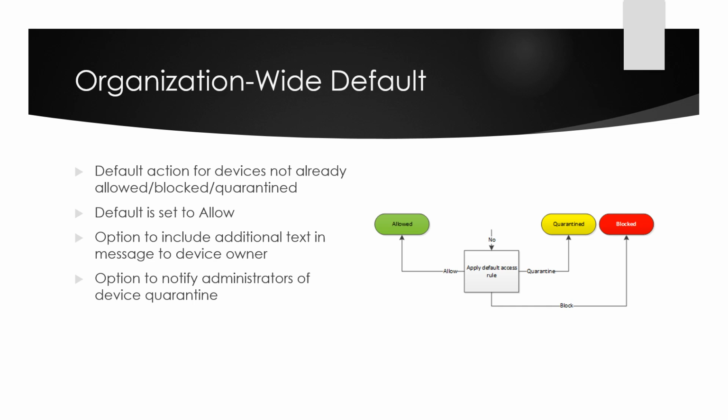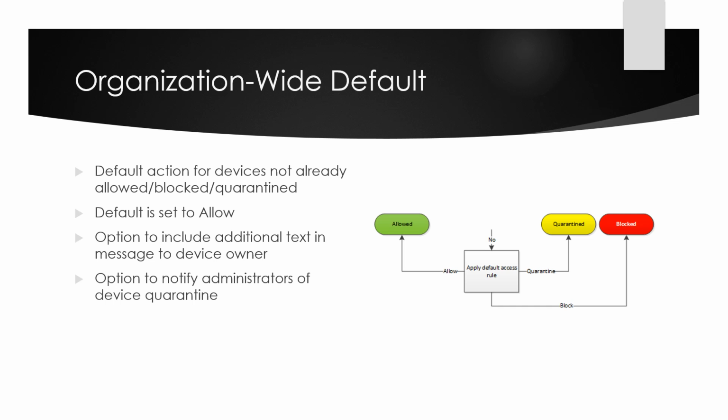Now, the default setting at the organization level is set to allow. If an administrator changes it, they can change it to quarantine or block unknown devices. If the device is quarantined, a message is sent to the user, and it is also downloaded to the device, advising them that the quarantine has taken place. And you also have the option to notify administrators that the device has been quarantined.